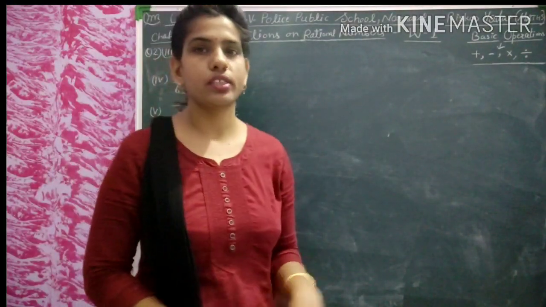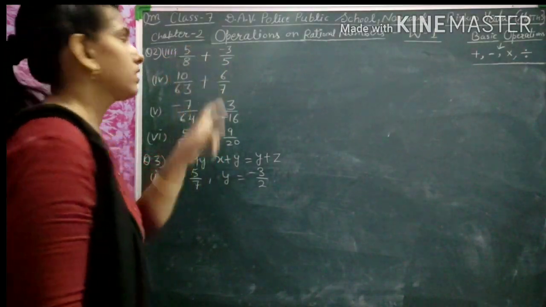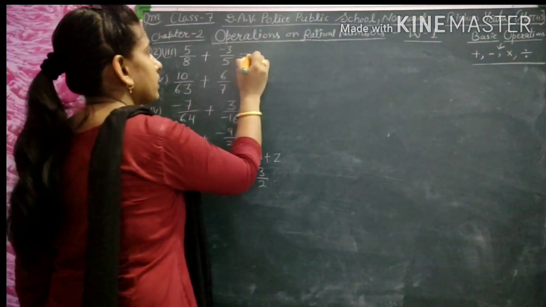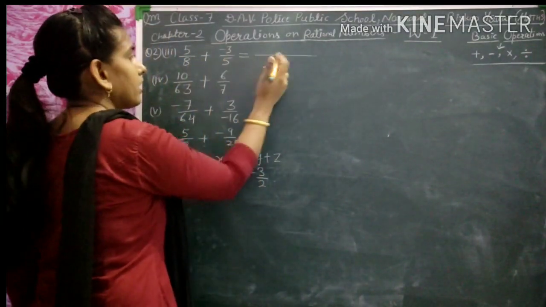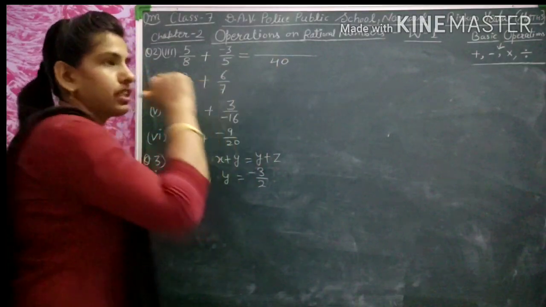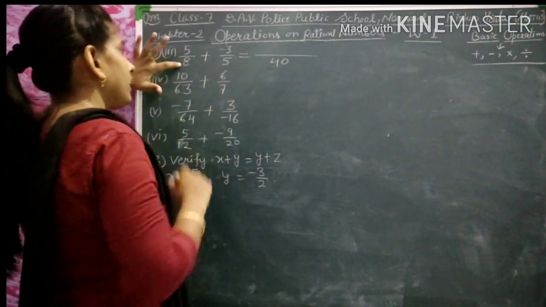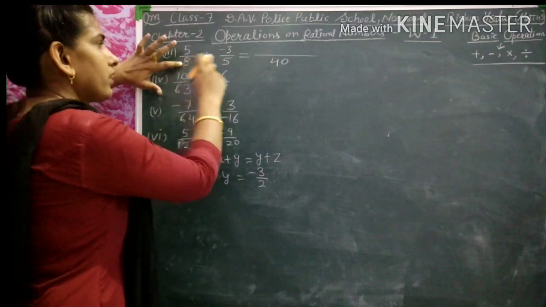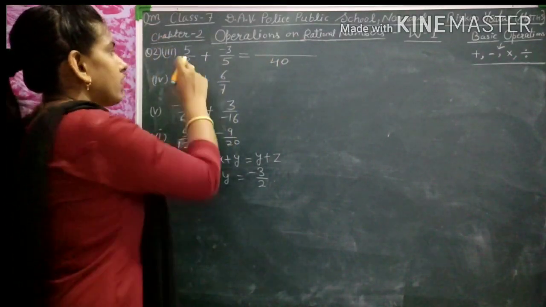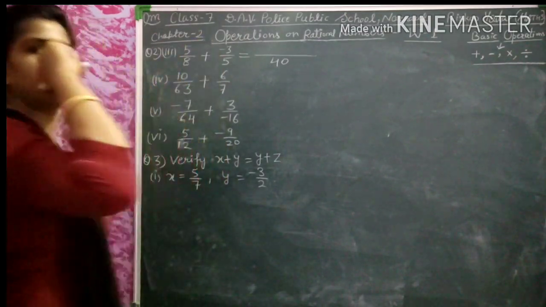Hello, dear students. Yes, let's see here. Question number second, part third. Taking LCM first, 8 and 5. LCM of 8 and 5 is 40. Okay, dear students, check it here. Which number do we multiply 8 by to get 40? 8 times 5 is 40. It means 5 is multiplied there and 5 is multiplied there.